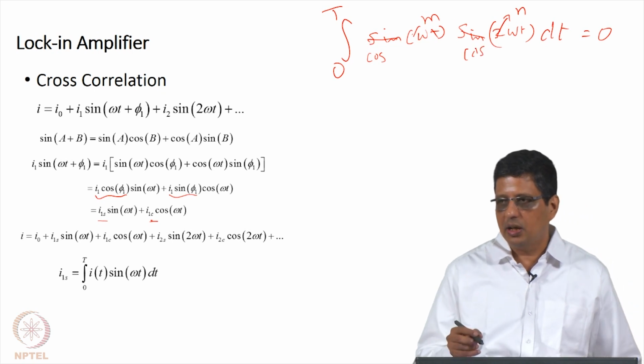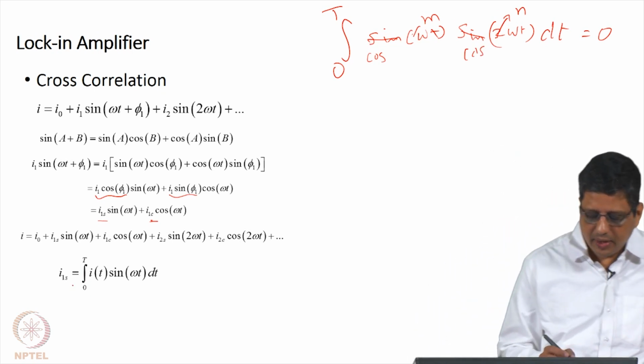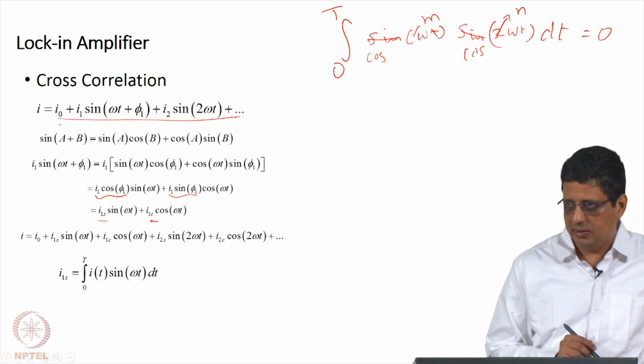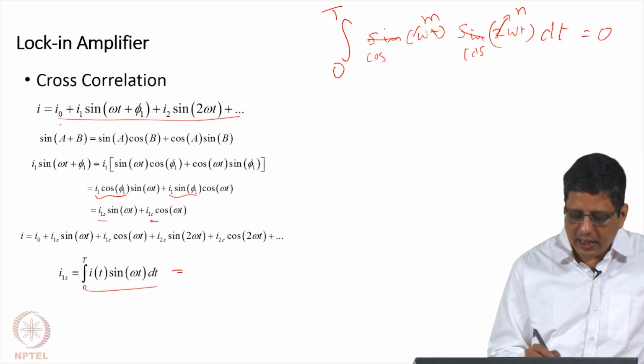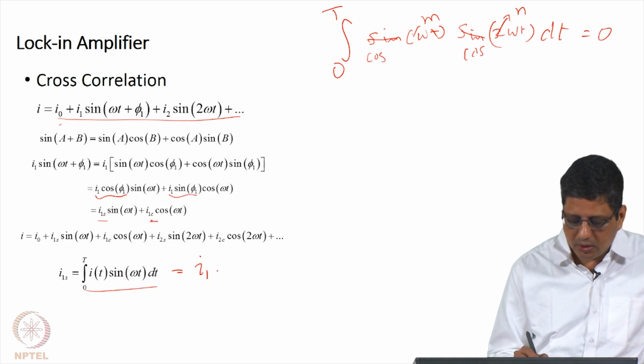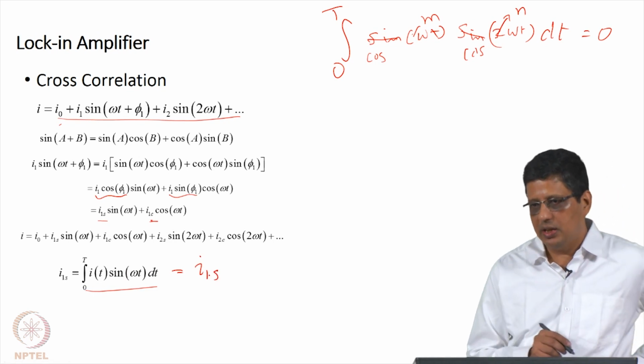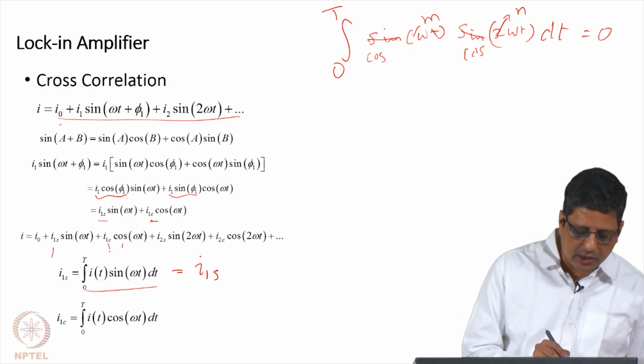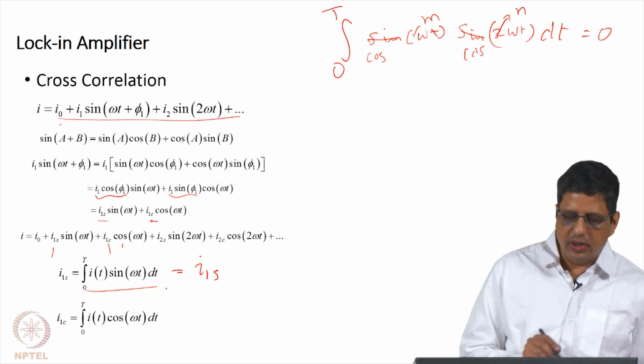Sine and cosine functions are orthogonal, which means if I take the function I, which can be expanded like this, and then I do the integral, I will get the component only corresponding to the sine. Everything else will go to 0. Same way I can do it for cosine. So, I can get the coefficients of the sine and the cosine terms by doing this integration.